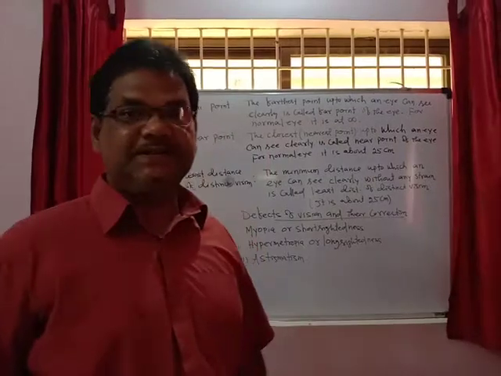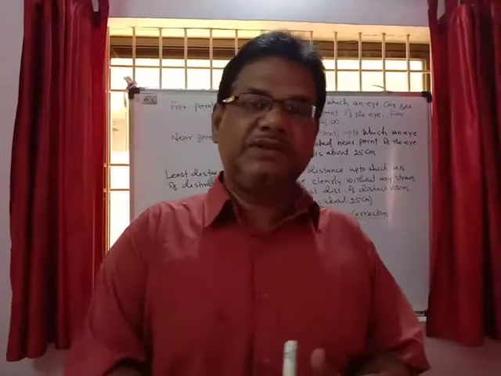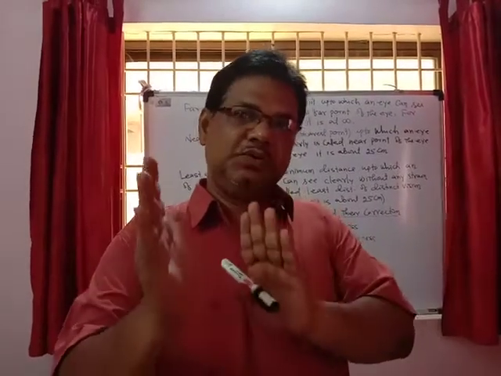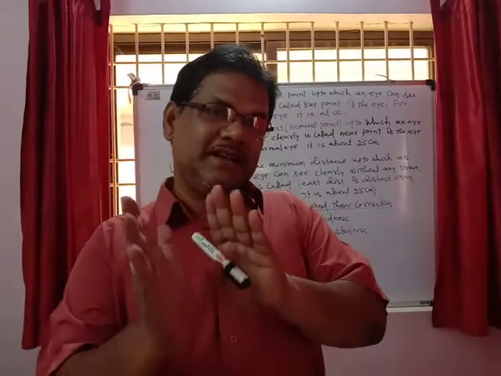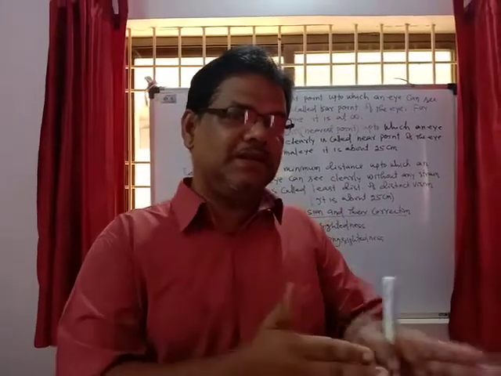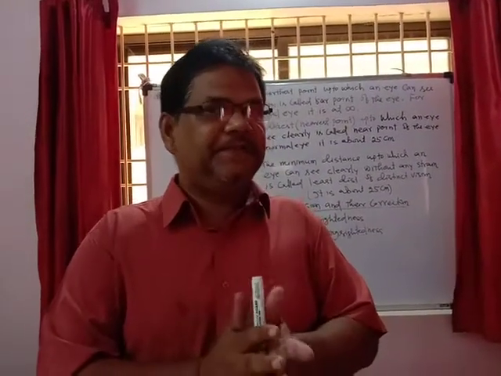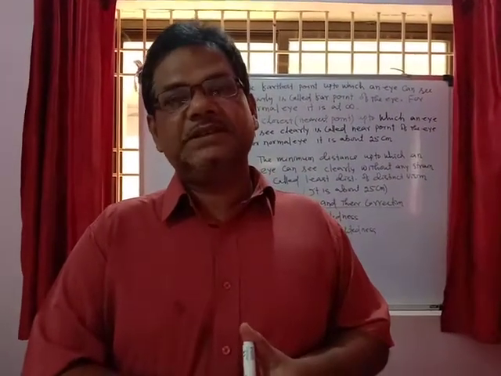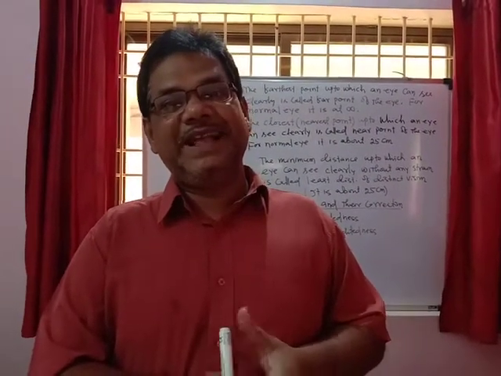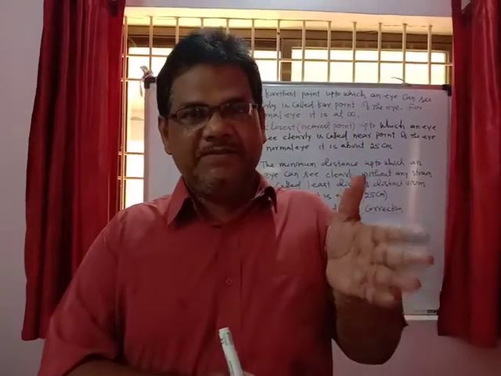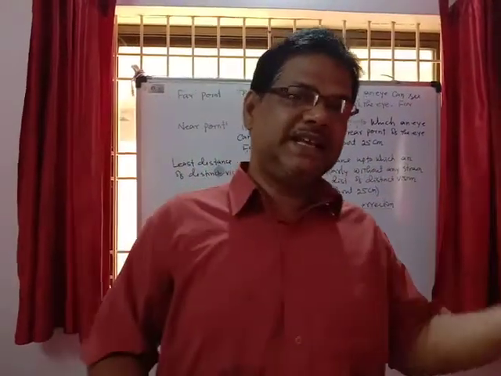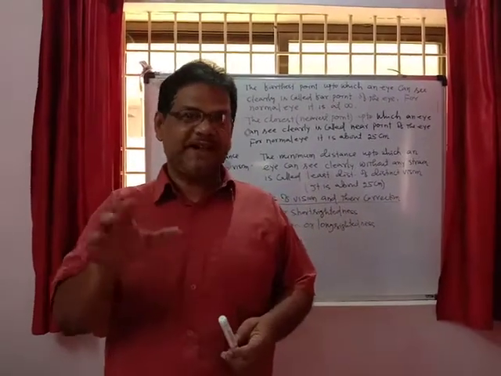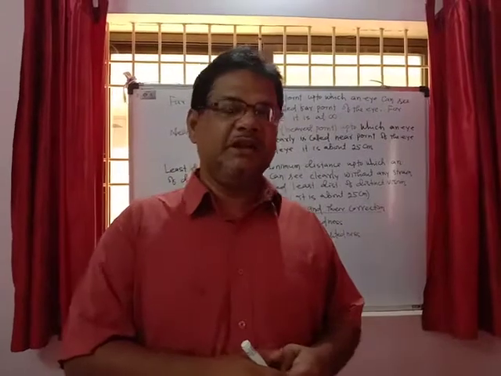So what are the defects of vision? Actually, it is an abnormality. You know that the ray of light refracted through the eye lens should fall on the retina. If, due to an abnormality of the eye, the focus of the ray of light is not refracted exactly on the retina, either in front of the retina or on the back side of the retina, in that case we say the eye has a defect. We cannot see objects clearly.